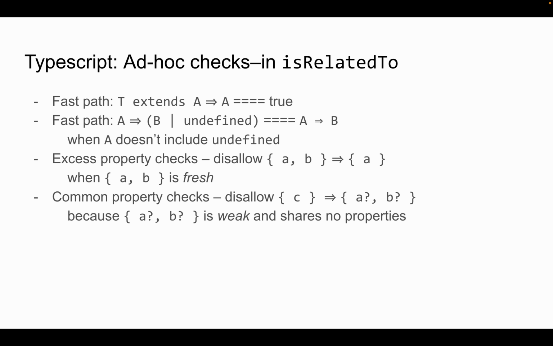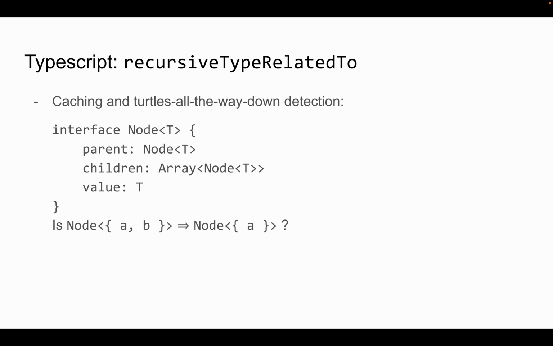They're also disallowing a thing that is almost certainly a bug. And those two checks need to see the whole type before we start breaking down intersections or unions. All right, but before we start breaking things down, there's something called recursive type related to, and that does caching and what Anders calls turtles all the way down detection. So it's basically preventing infinite recursion.